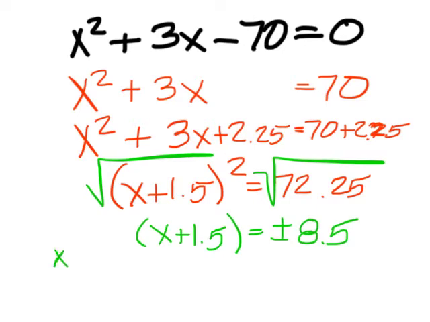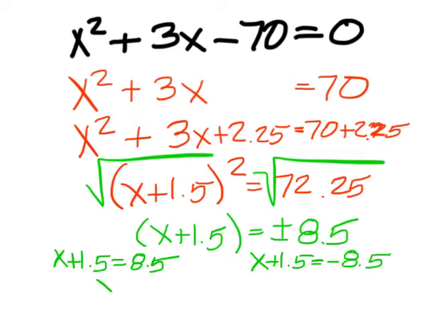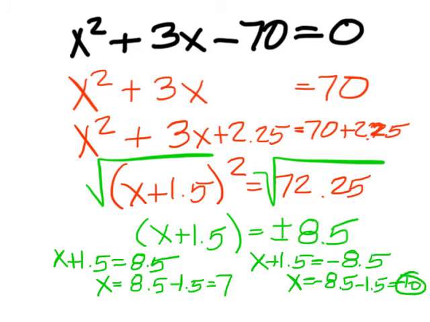To solve this, you have to do x plus 1.5 equals 8.5, and then x plus 1.5 equals a negative 8.5. So here it's x equals 8.5 minus 1.5. That equals 7. And then this one is x equals negative 8.5 minus 1.5, which is a negative 10. 7 and negative 10. Here's a bonus problem.